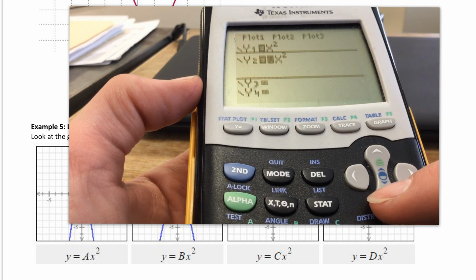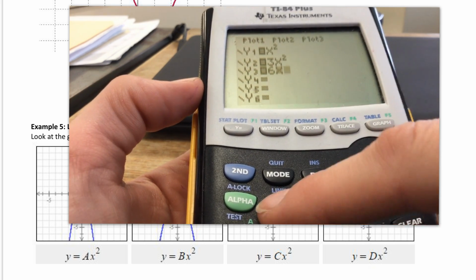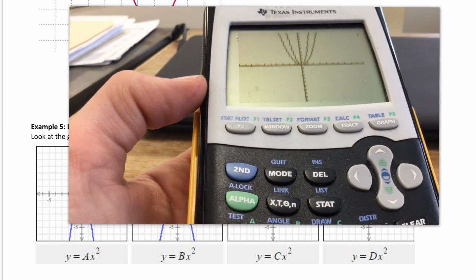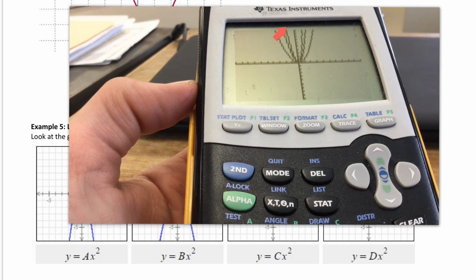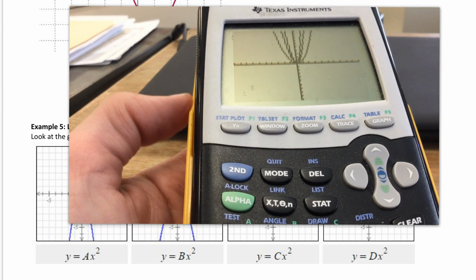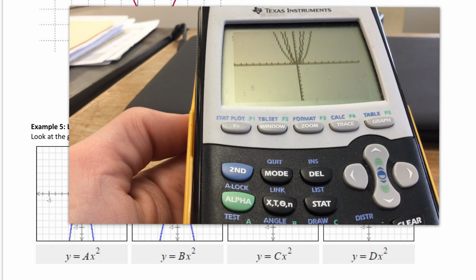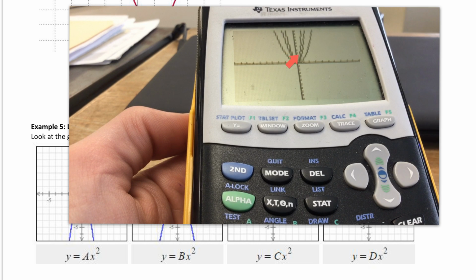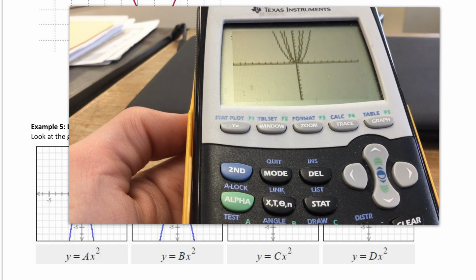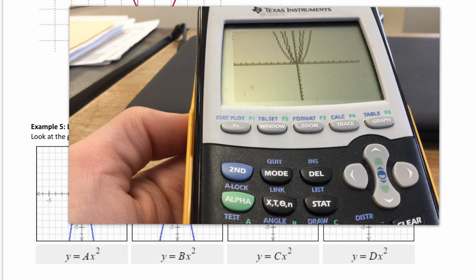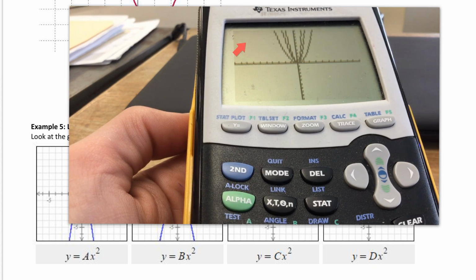So if I do something like 6x squared, so again a bigger number than that, we should be able to see that it's going to show up right inside there. So it's even narrower than that 3x squared. So basically what's happening is when that a value, the number in front of x squared, is bigger than 1, the bigger it gets, the more narrow our graph gets. And when that number is smaller than 1, then it's going to get wider, okay?